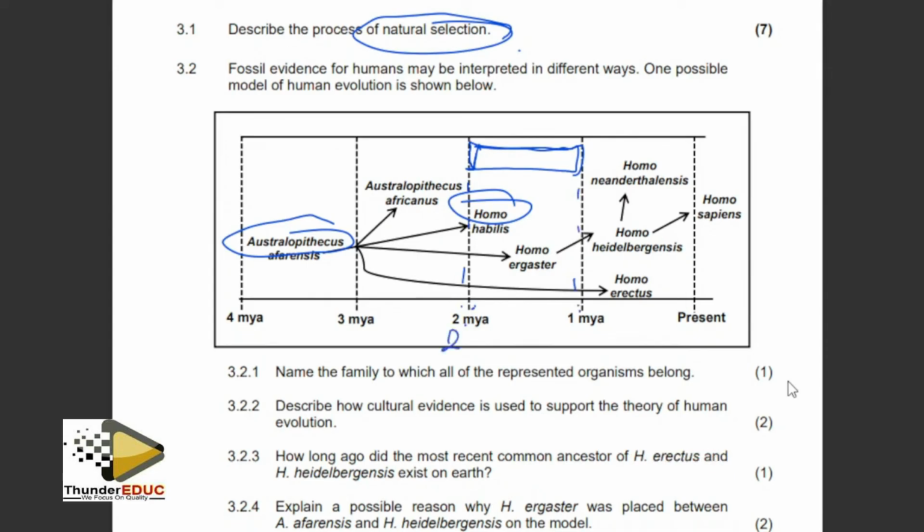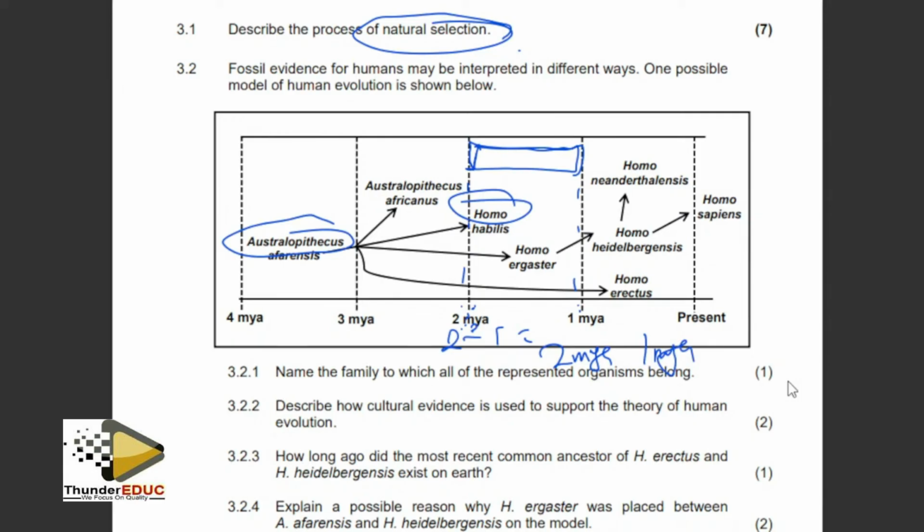So I will say 2 minus 1. How long ago did they appear? This is how they appeared, so it's going to be 2 million years ago. How long ago did they go extinct? It's going to be here, so 1 million years ago. How long did they exist? That's a different question.